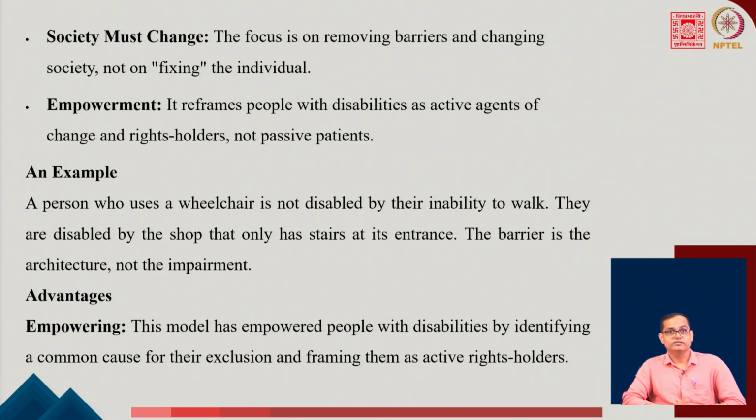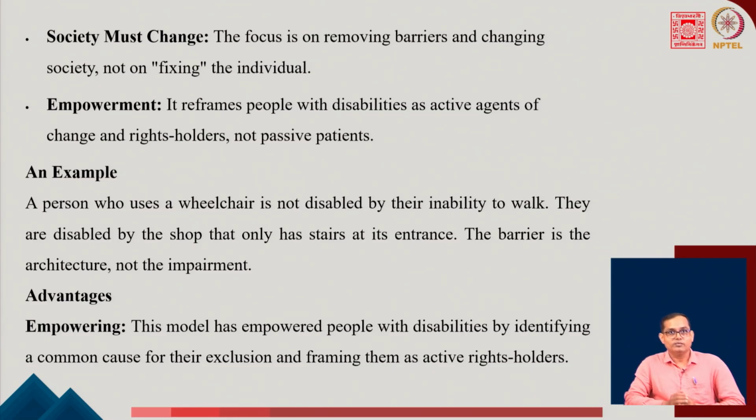Society must change. As for this social model of disability, the focus is on removing barriers and changing society, not on fixing the individual. It focuses on empowerment. It reframes people with disabilities as active agents of change and rights holders, not passive patients. Let us try to understand this model by taking an example. A person who uses a wheelchair is not disabled by their inability to walk.